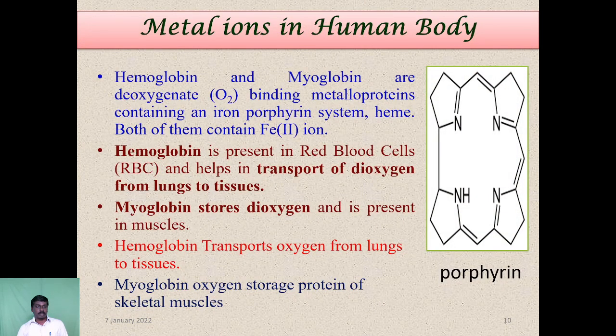In the human body, metal ions are very much essential, and hemoglobin and myoglobin are essential to the function of our body as well as living organisms. Hemoglobin is present in red blood cells, denoted by RBC, and helps in the transport of dioxygen from lungs to tissues. Whereas myoglobin stores dioxygen and is present in muscles, the oxygen storage protein of skeletal muscles. Hemoglobin and myoglobin are dioxygen binding metal proteins containing iron and surrounded by a porphyrin ring. The porphyrin ring is called heme, and both of them contain the same metal ion, Fe2+.